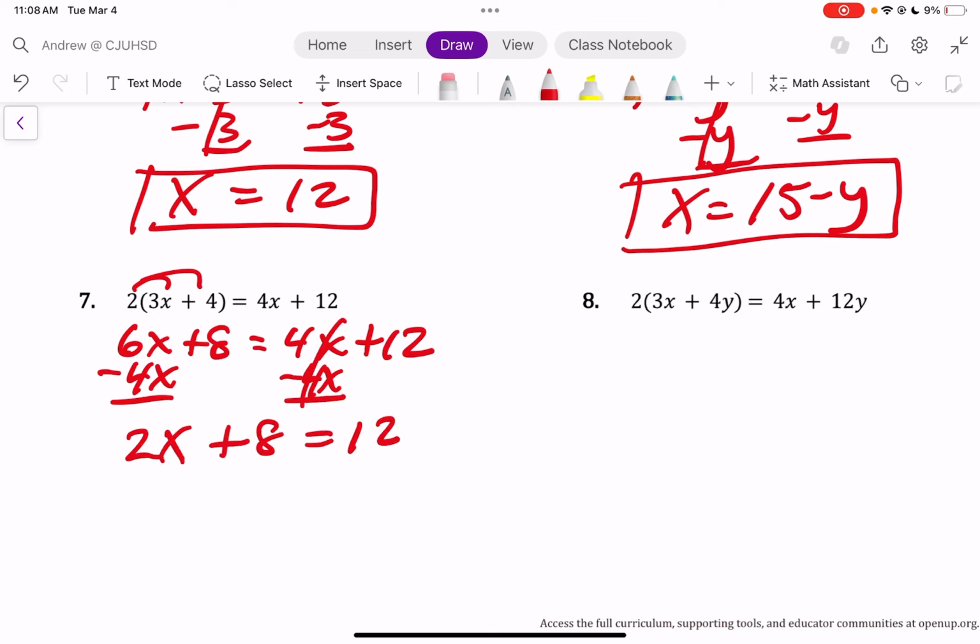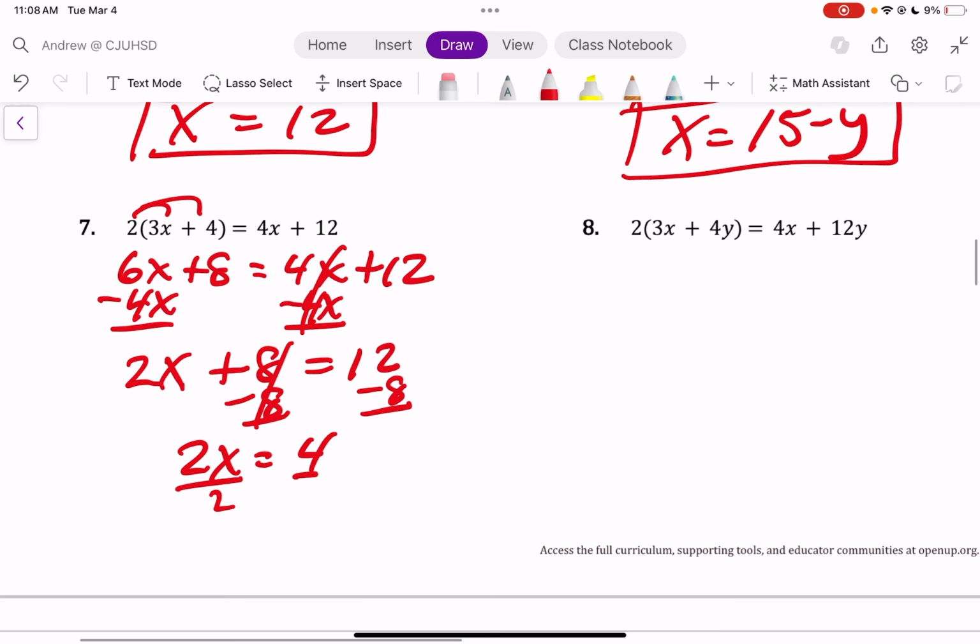It's a 2-step equation now. I'm going to take away 8. 4, and divide by 2.